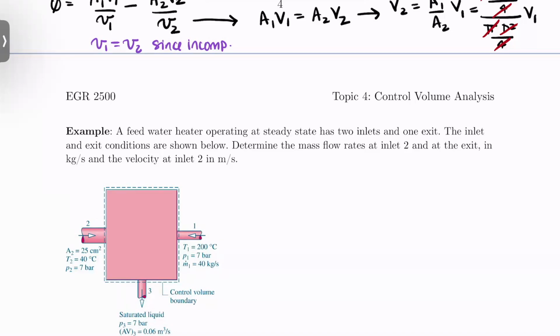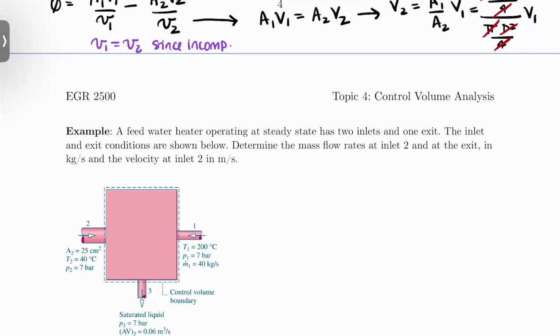So we're going to do another example. This one is a bit more involved, and we're going to tie some things back to what we did with property tables for this one as well, so that you don't feel that we did all that work with property tables for no reason at all, which we didn't. Okay, so we have in this example a feed water heater operating at steady state, and it has 2 inlets and 1 exit. The inlet and exit conditions are shown below, so we have a little figure there. We want to determine the mass flow rates at inlet 2 and at the exit in kilograms per second, and the velocity at the inlet 2 in meters per second.